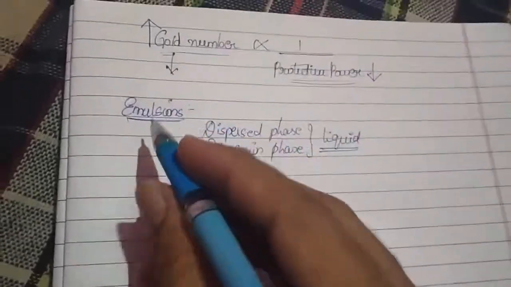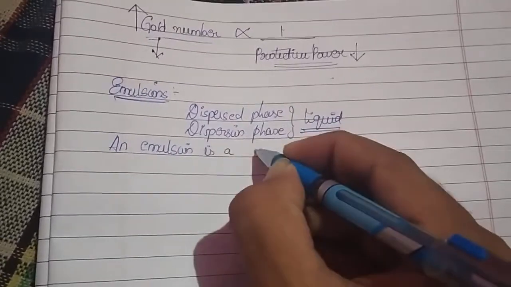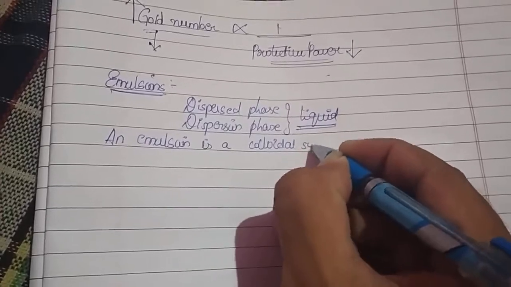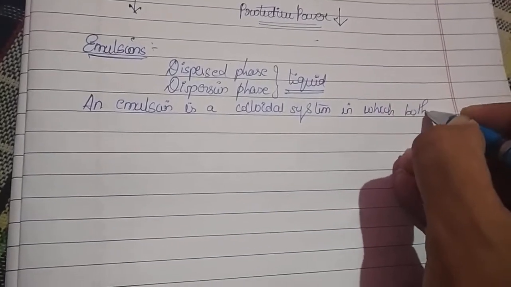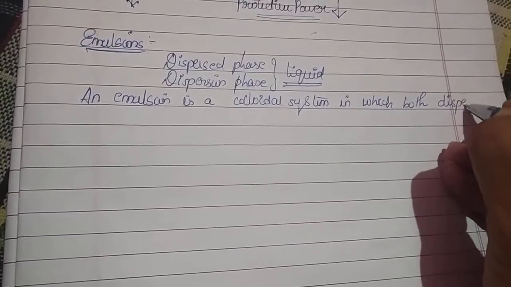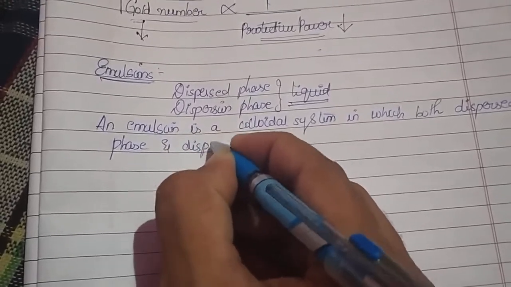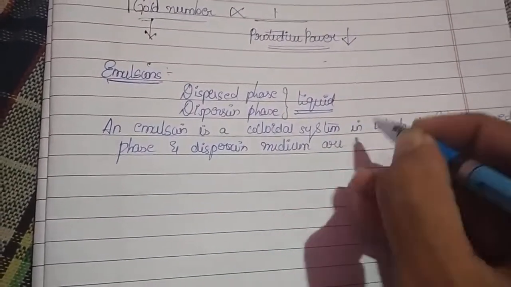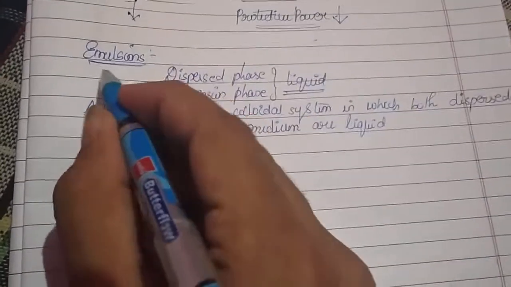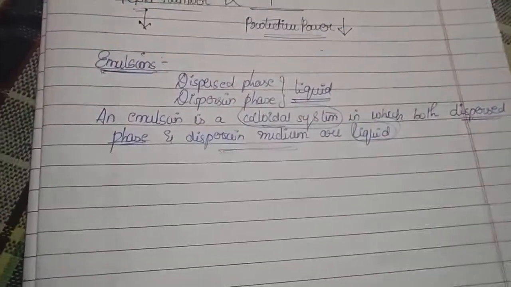So how can we define an emulsion? An emulsion is a colloidal system in which both the dispersed phase and the dispersion medium are liquids. So this is called what? Your emulsions. So what do you mean by an emulsion? It is a colloidal system in which both your dispersed phase and your dispersion medium are liquid.